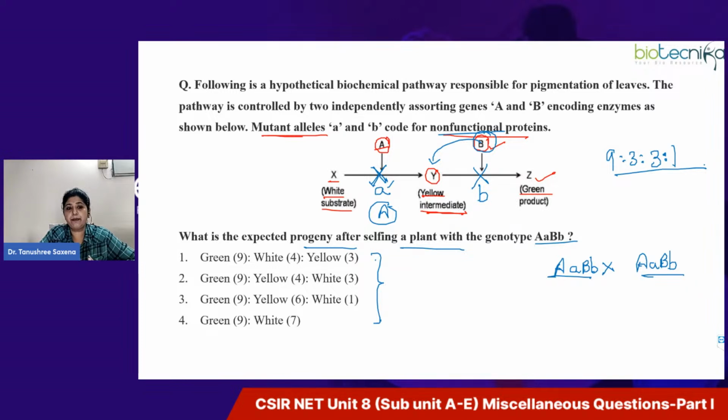Like if you have studied epistasis in detail, you will come across a lot of these biochemical pathways, and different types of epistasis are there. As I told you earlier, we have duplicate dominant epistasis, recessive epistasis, dominant epistasis, duplicate recessive epistasis, polygenic gene interaction, many are there. So if you have studied those epistasis in detail, you can easily answer this question. And in the class, I have covered this topic in detail.